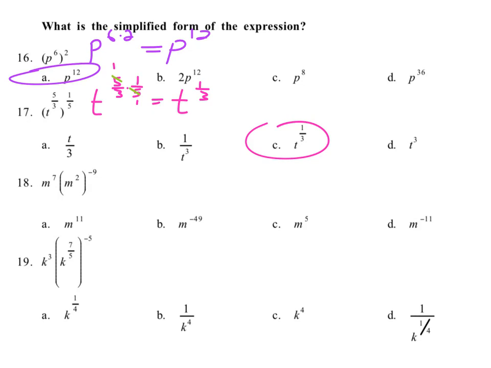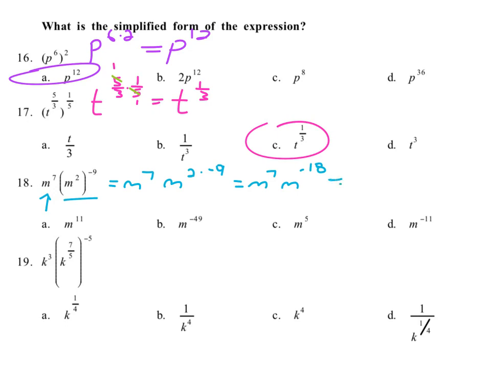Okay, continuing. We need to raise this part, this m to the 2nd power, to the -9 before we can multiply it by that. So let's keep this the same for a second. That's m to the 7th times m to the 2 times -9. And what we then get is m to the 7th times m to the 2 times -9, -18.